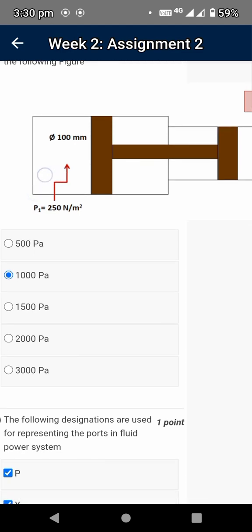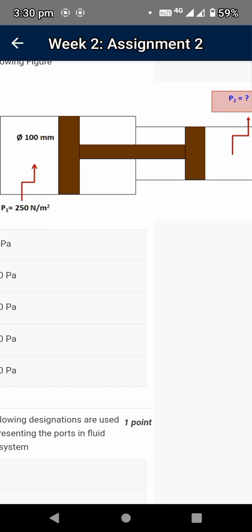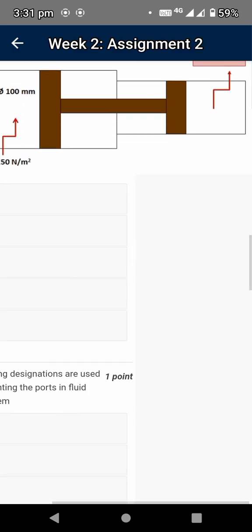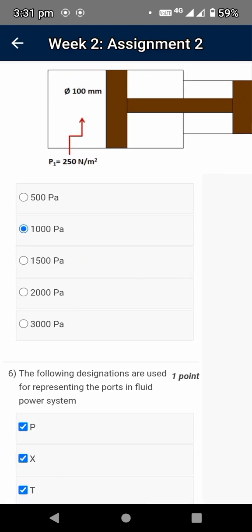Once we calculate the force value, we apply it here: F1 is equal to F2. F2 is equal to P2 into A2. For A2, we apply the diameter value 50 mm and find the A2 value. After applying the values, we get an answer of 1000 Pascal.